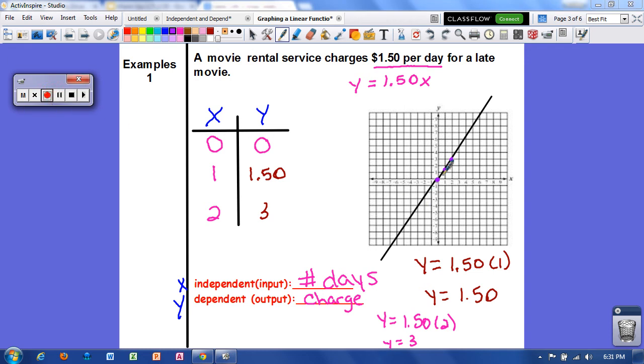Alright, my line is not perfect, but you get the idea. Now, at the end of these lines, you want to make sure you put arrows because this line is infinite. It goes on and on forever, so make sure you have your arrows at the end of the line.